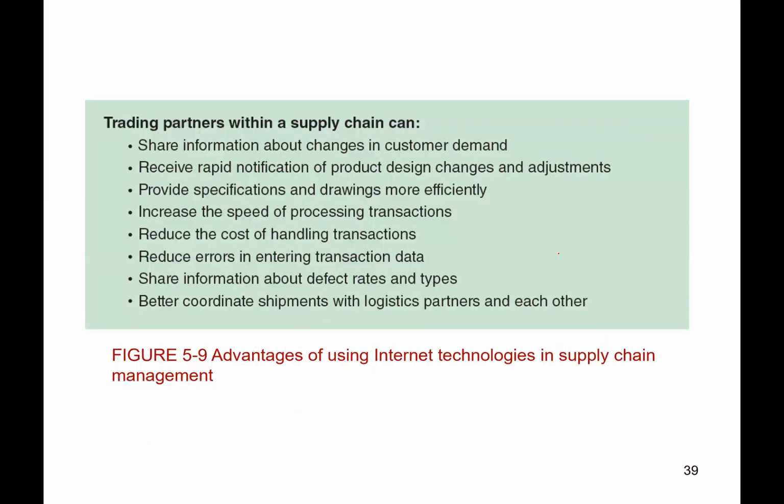Some other benefits: trading partners in a supply chain can share information about changes in customer demand, and also receive rapid notifications of product design changes and adjustments, and provide specifications and drawings more efficiently, increase the speed of processing transactions, reduce the cost of handling transactions, reduce errors in entering transaction data, share information about defect rates and types, and better coordinate shipments with logistics partners and each other.